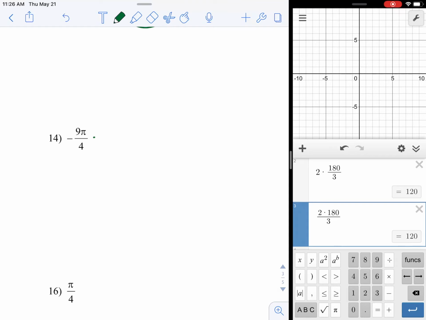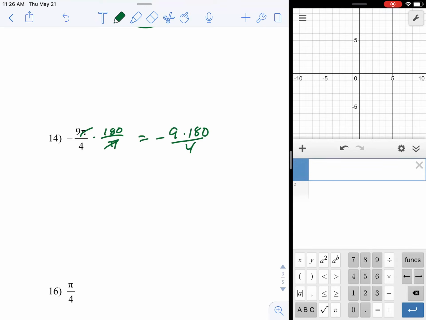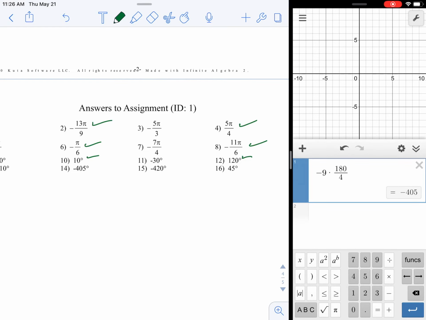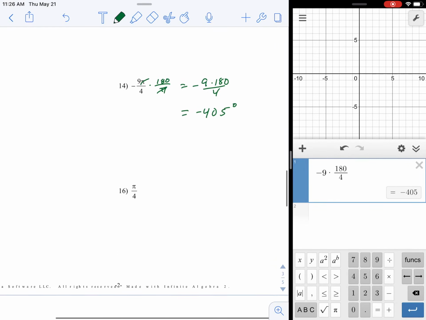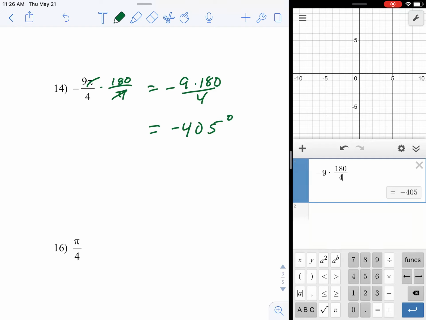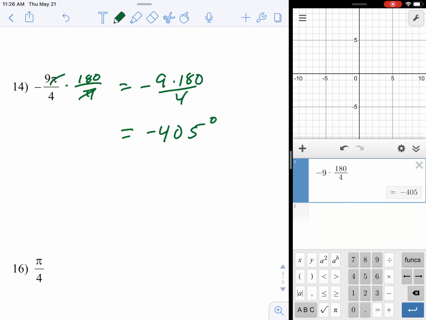Number 14, multiply by 180 over pi. The pi's cancel out. I get negative 9 times 180 over 4. Negative 405 degrees, a negative 405 degree angle. By the way, yes, you can have negative angles. You can have positive angles, of course. You can have angles bigger than 360. This is all a thing. If we were in class, I'd do various diagrams of angles that exceed negative 360 and what it means to go in a negative angle as opposed to a positive. Don't worry about that right now. Just focus on the main skill that we're doing, which is the conversion.